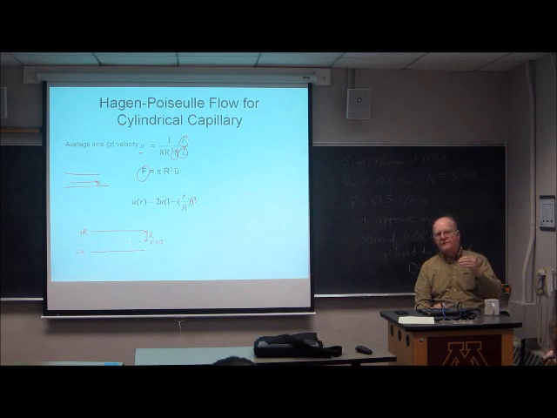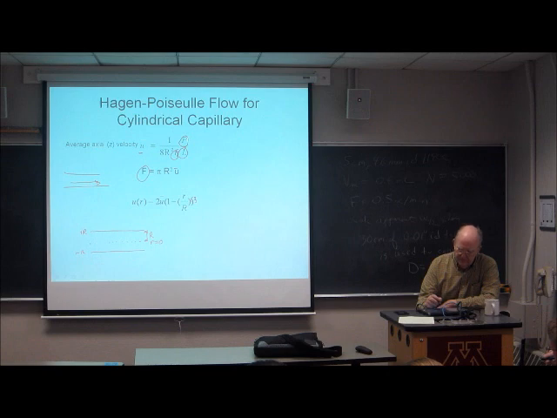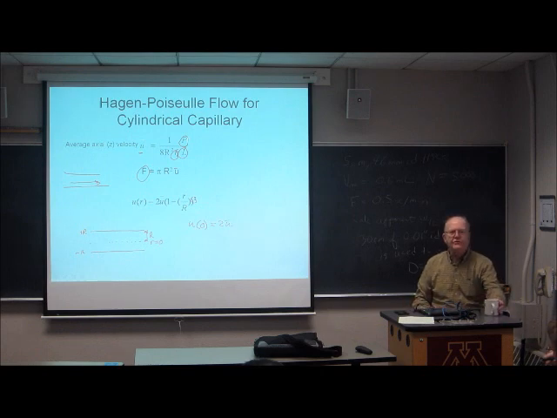The fluid a little bit in from the wall is moving. As we go in further and further, and when we get to the exact center of the tube, and we set little r equal to 0, then we find that the velocity at the center of the tube is equal to 2 times your average velocity.